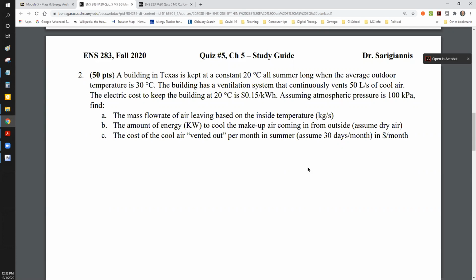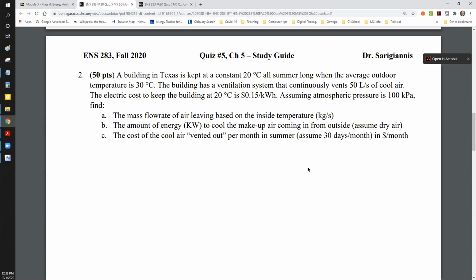Part A, mass flow rate of the air leaving based on the inside temperature, right? So you can base a mass flow rate for a gas, if you know the volumetric flow rate, you need to know some temperature. So you're going to base it on the inside temperature here. Part B, the amount of energy in kilowatts to cool the makeup air coming in from outside. And you can assume dry air, so we're just ignoring the effects of moisture. Part C, the cost of the cool air vented out per month in the summer. Here we're going to assume 30 days per month, and we want that answer in dollars per month.